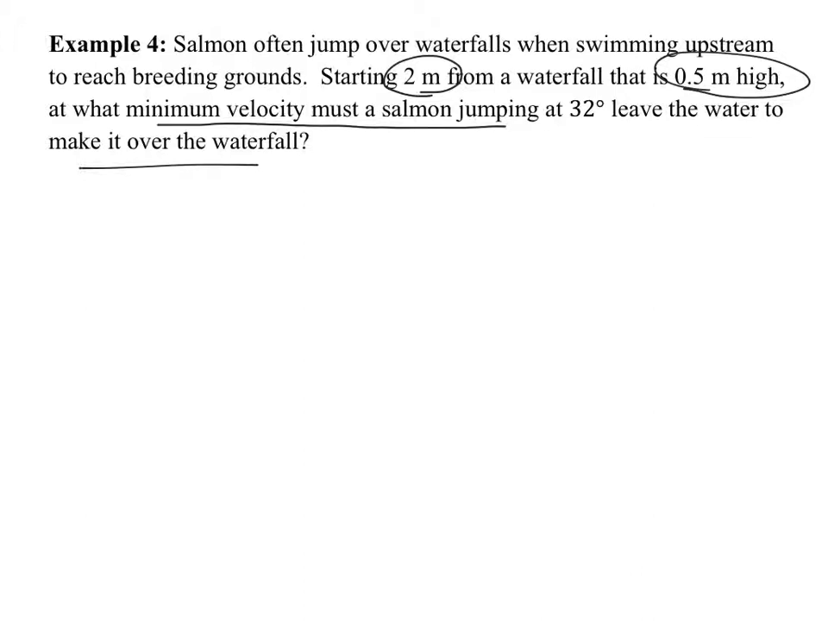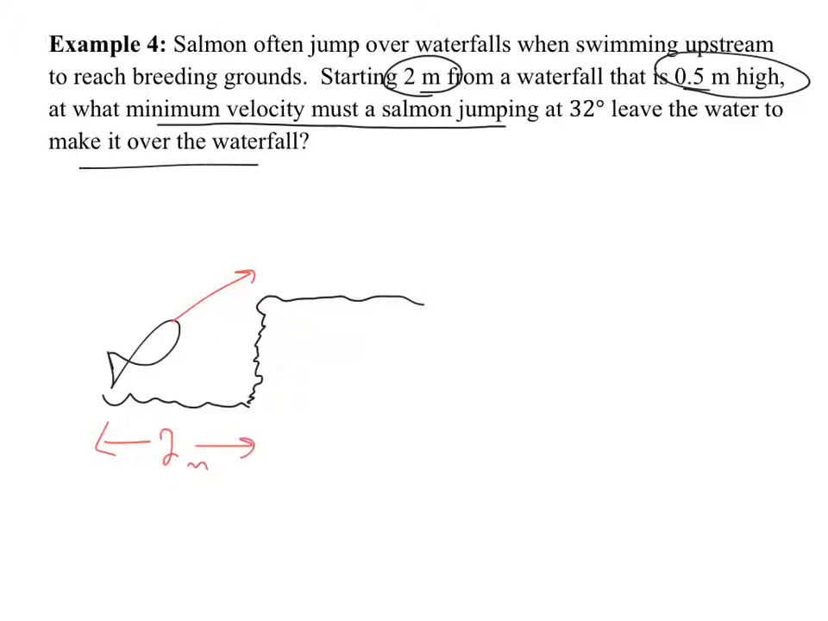So here's the salmon. Here's the water. The salmon is, here's the waterfall right here, some rocks and this little waterfall, right? So the salmon's making this jump at an angle of 32 degrees. The distance away is 2 meters. How do I know that the 2 meters is the x?